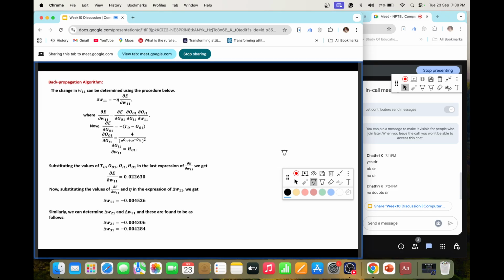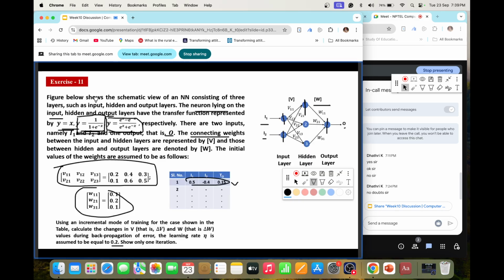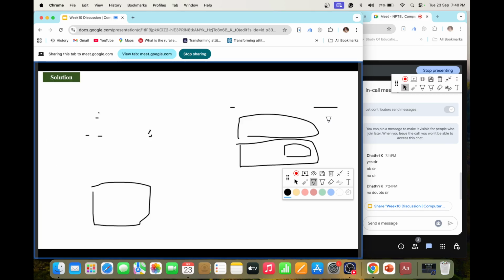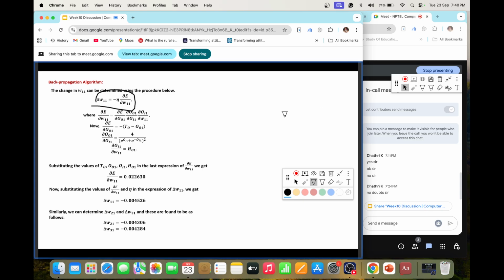How can we do this? We can get delta W11 by this formula: eta times del E by del W11. So you have to see where E is and where W11 is. E is somewhere here, after the output there will be the error. Del E by del W11 you cannot calculate directly, because in between you have this neuron. So you have to get del E by del O1 and then del O1 by del W11. That is what has been written here.